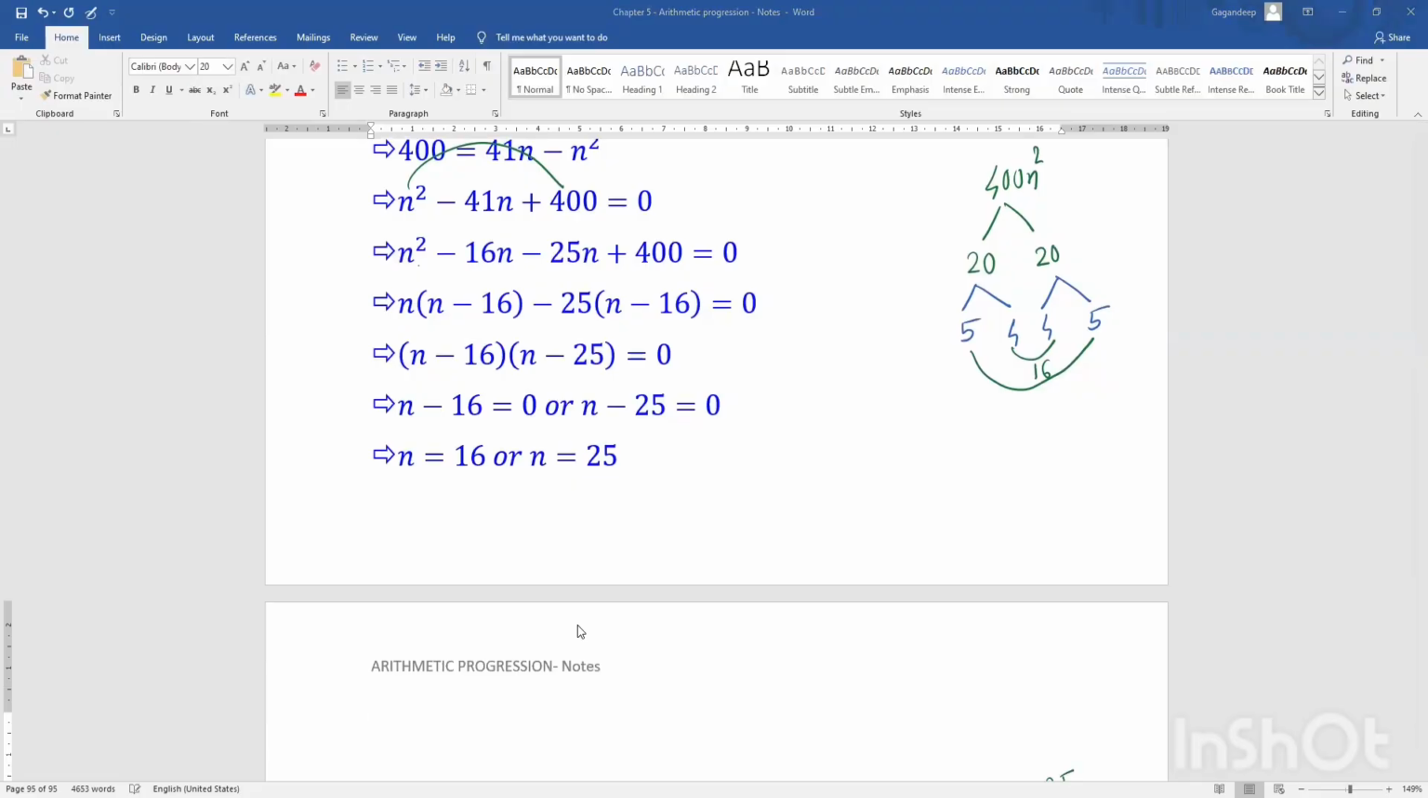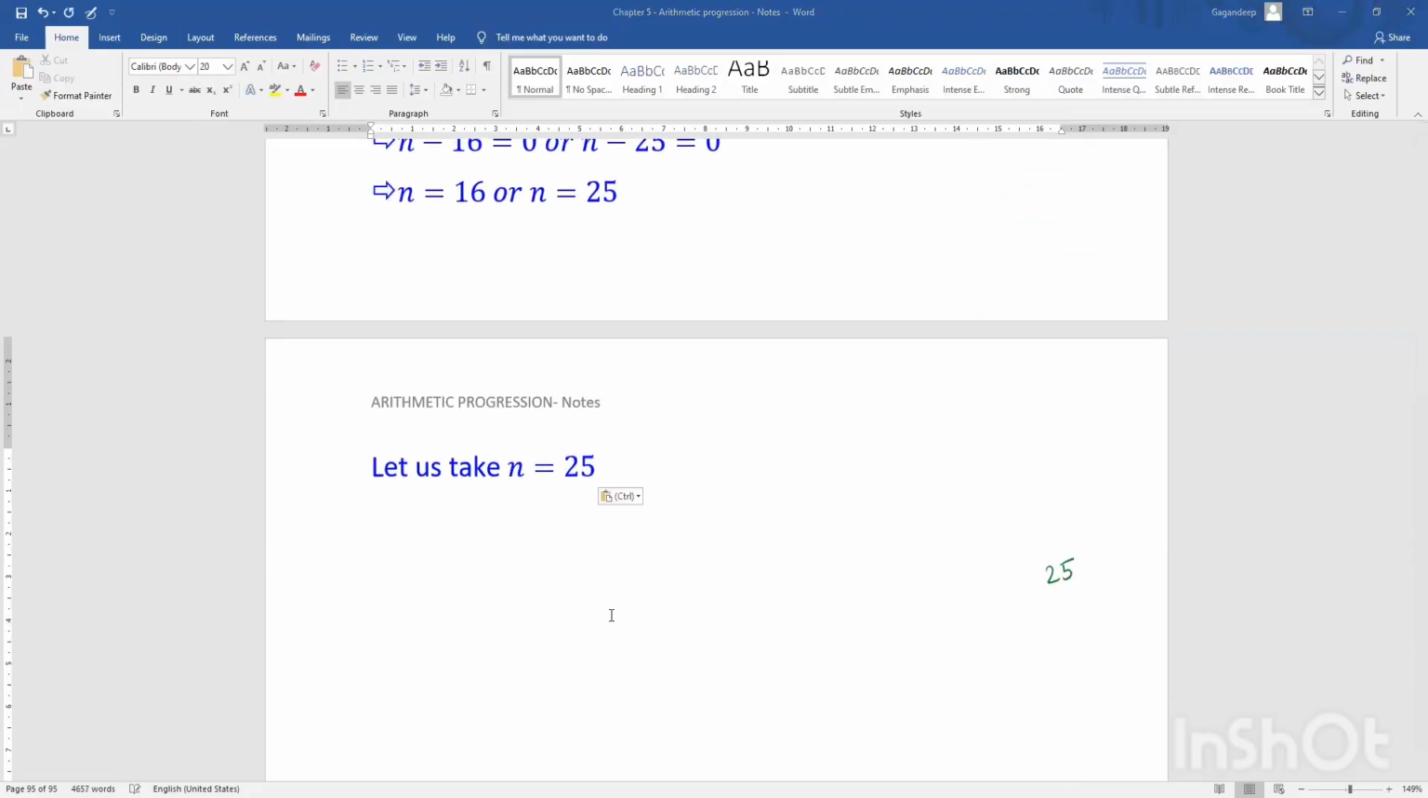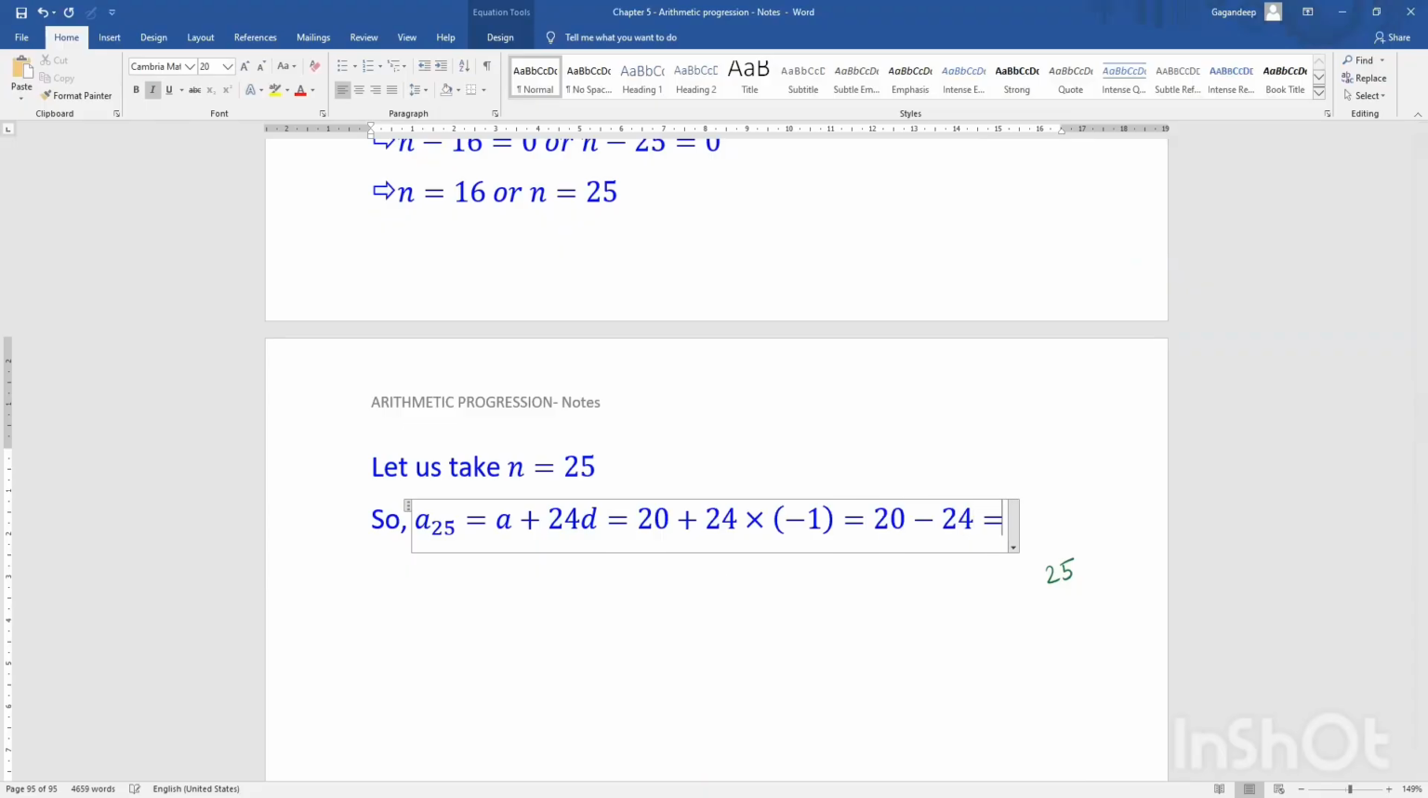Now, let us take n equals 25. What happens? So we get a25 equals a plus 24d, which is nothing but 20 plus 24 into d, which is minus 1, right? I get it as 20 minus 24, which is nothing but minus 4, right?